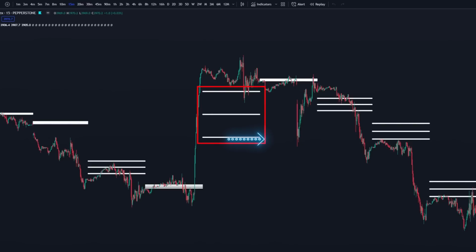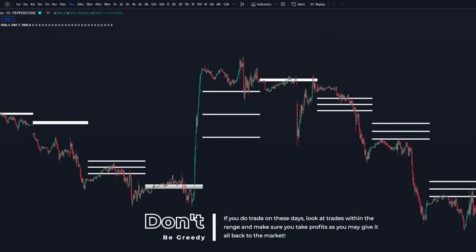Conversely, if the CPR is wide, it's an indication of a range day, meaning the market may be choppy, so if you wish to avoid trading on these days, you can make that decision at the start of the day. However, if you're still inclined to trade, look for trades within the range.